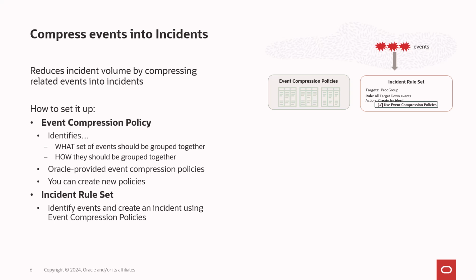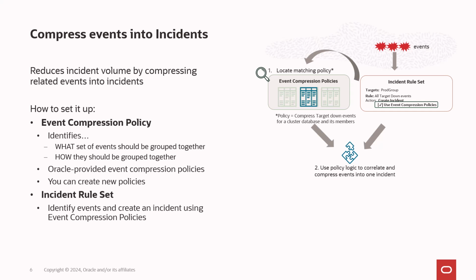Since it also indicates that event compression policies be used before it creates an incident, it will first look at the event compression policies to see if there is an applicable policy. Assuming it finds a matching policy, it will use a policy logic to correlate and compress the events into one incident, so you'll end up with one incident with 3 events instead of 3 incidents with 1 event each.